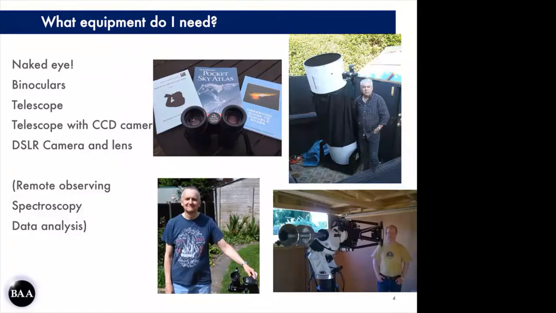You don't even need to have your own telescope. Many people use remote telescopes for imaging stars. There's a lot of interest in spectroscopy. And don't worry even if it's cloudy, because there are plenty of data to analyze on cloudy nights or long summer nights as we have at the moment. So lots of opportunities to get involved in variable star astronomy.